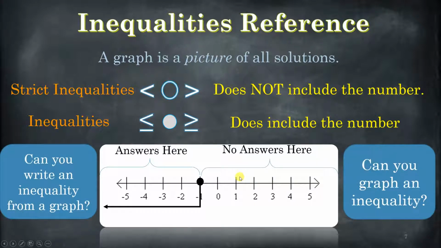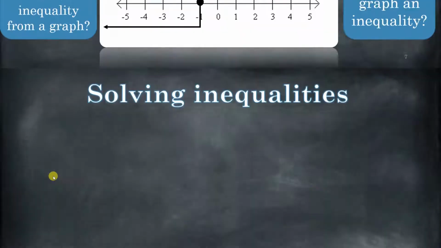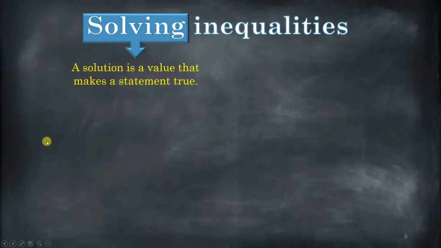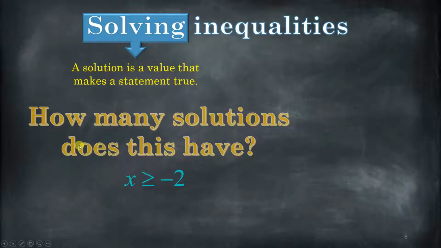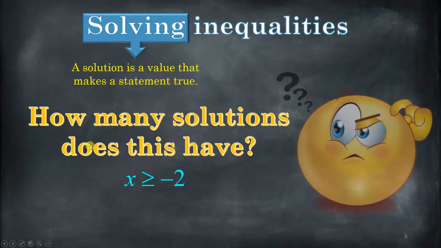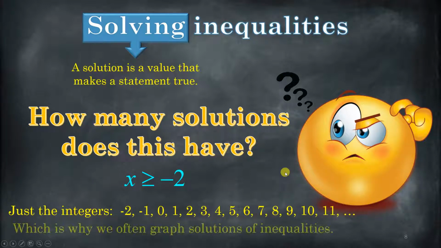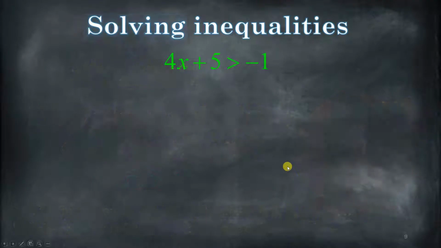Now, we want to make sure you can graph an inequality and that you can write an inequality from a graph. So let's get to it, right? Let's start with the solving. Solving means that we're going to find a solution that makes the statement true, right? So how many solutions does this have? Well, that's kind of strange. If you just talk about the integers, -2, -1, 0, 1, 2, 3, 4, 5, 6, 7, 8, 9, 10, 11, 12, yeah, you got the idea, right? And that's why we use graphs for these inequalities.